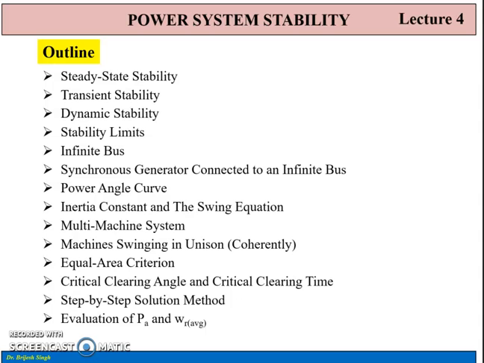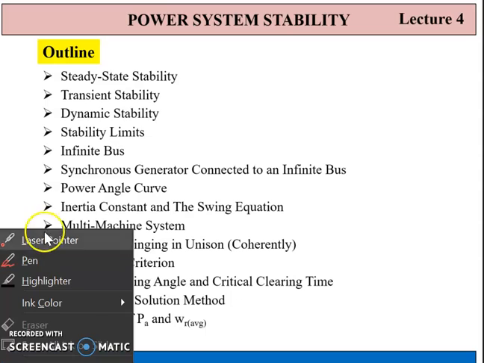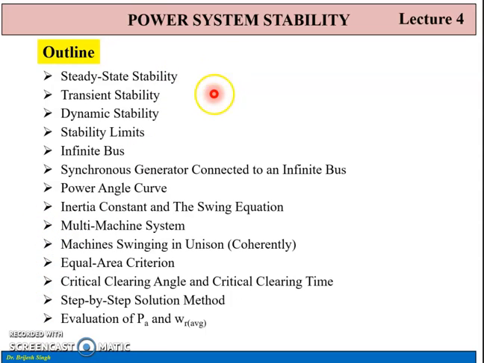If we see the outline of the previous lectures, we have already studied steady state stability, transient stability, and what we mean by dynamic stability. We also covered the stability limit and infinite bus operation, and the synchronous generator connected to an infinite bus. The infinite bus means the network can be replaced with an infinite bus having a constant voltage magnitude and a 0 degree phasor angle.